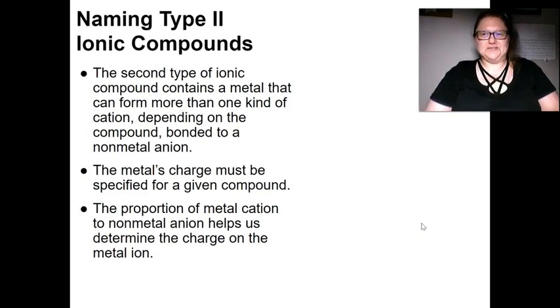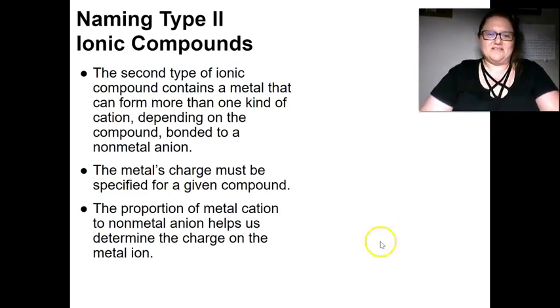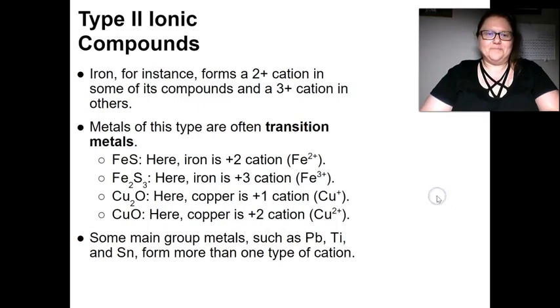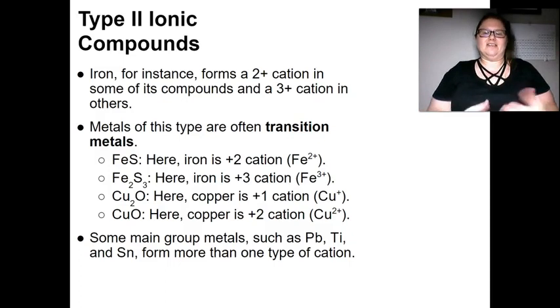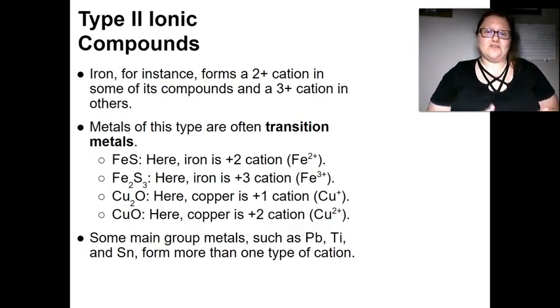Okay, type 2. A little more involved. So here we're going to talk about the transition metals in the middle of our table forming compounds. We have to be given more information to give it a proper name. And so iron, like I mentioned before, can be a +2 or a +3. And so we need to know what ion we have in a particular compound. We do a little investigative work to find out what it is.